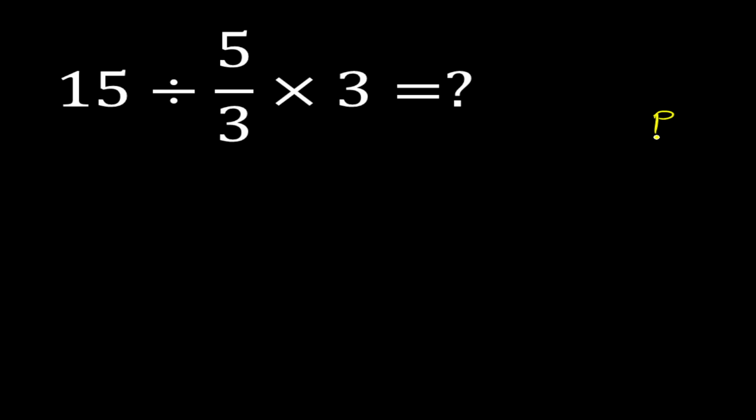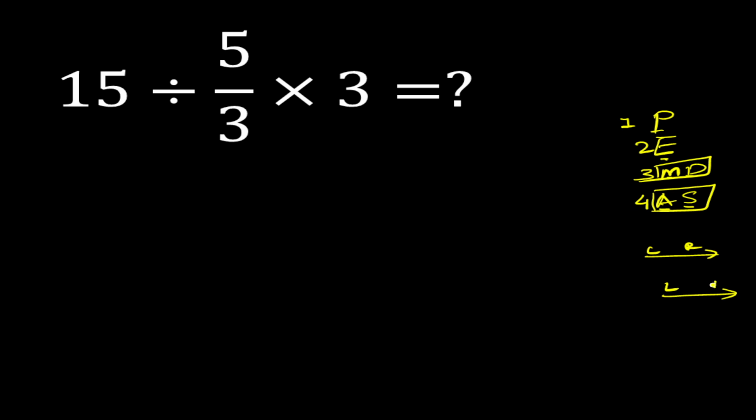PEMDAS, P E M D A S. According to PEMDAS, first priority is parentheses, second priority is exponents, third priority is multiplication and division. Here multiplication and division both have equal priority, so we have to solve it from left to right. And fourth and last priority is addition and subtraction. Also addition and subtraction both have equal priority, so we have to solve it from left to right.